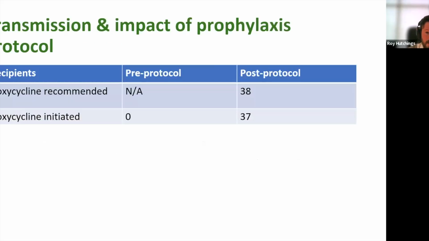Now let's look at the recipients. The adherence to at least initiating doxycycline prophylaxis was quite high. 37 out of the 38 in whom doxycycline was recommended initiated their doxycycline prophylaxis. I don't have data on whether they finished their prophylaxis. And of course, in the pre-protocol period, before the protocol, nobody had doxycycline initiated for prophylaxis.